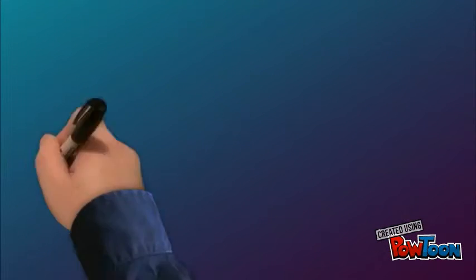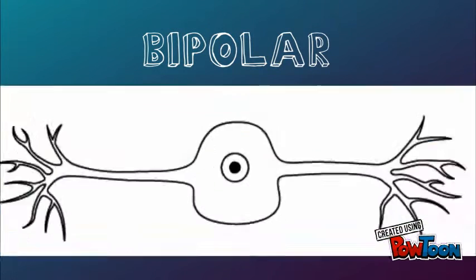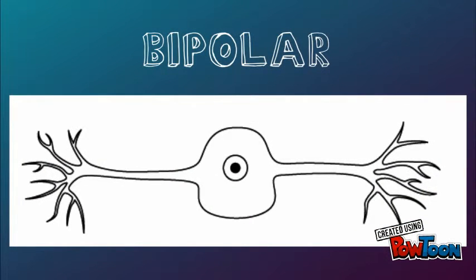Next, we have bipolar neurons. Bipolar neurons look somewhat like a straight line. The nucleus is in the middle with two processes, one acting as the dendrites and the other as the axon. Bipolar neurons are found in the retina, nasal cavity, and the inner ear.